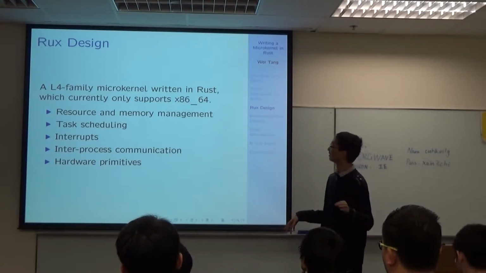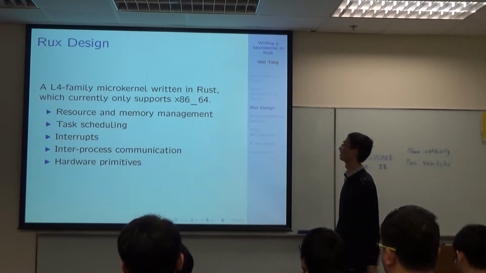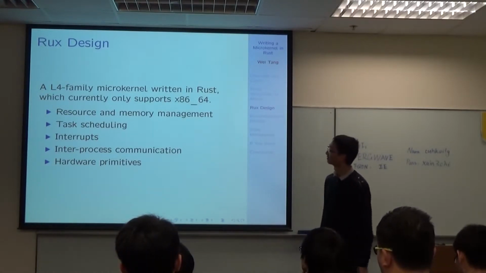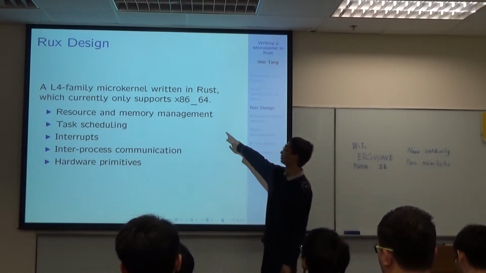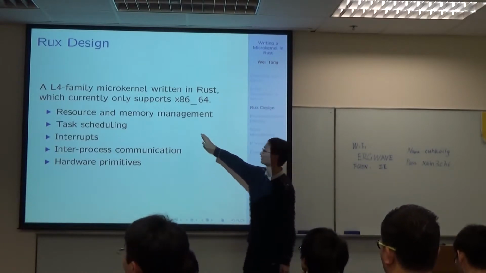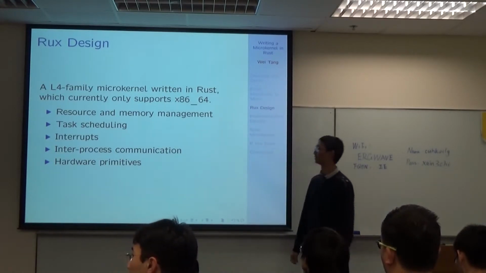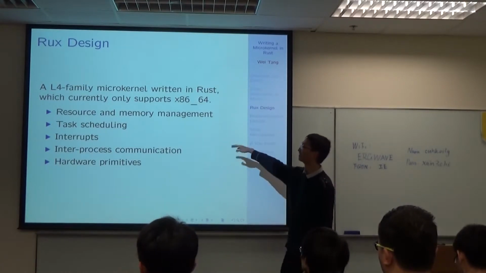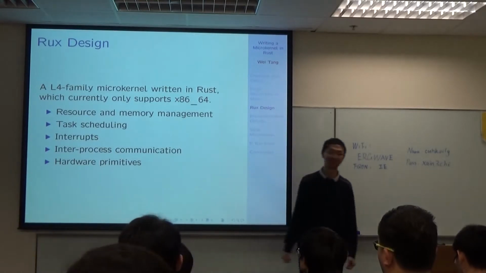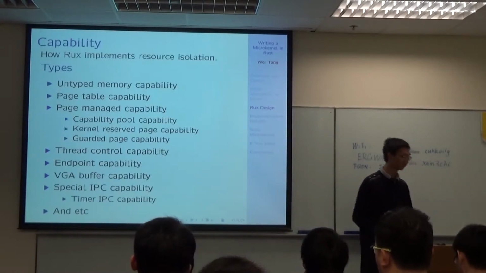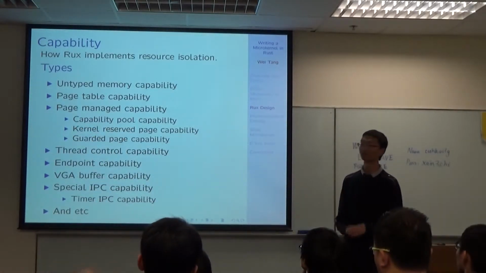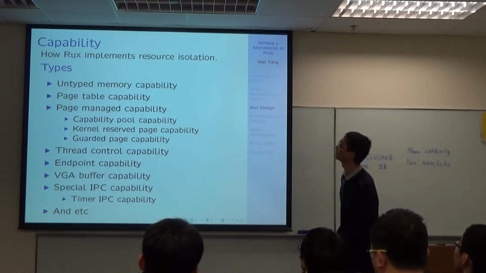So here is basically talking about Rust design. It only supports x86-64. In the kernel you need to have memory management, and you need to have basic task scheduling, and also interrupts, and the most important thing actually, also hardware primitives.